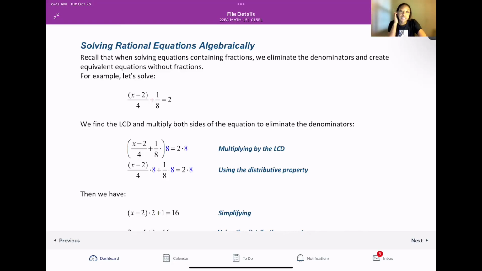So the LCD technique is nice because once you find your least common denominator and multiply everything by the least common denominator, all of your denominators will cancel out. You'll have a nicer equation to work with, something that's either linear or sometimes quadratic, something that we know how to solve.